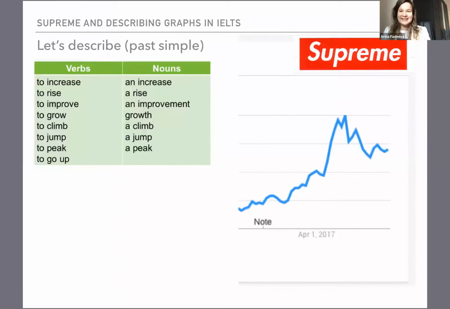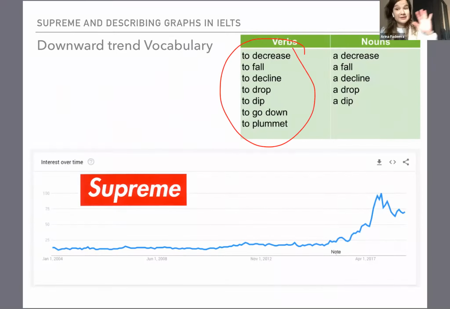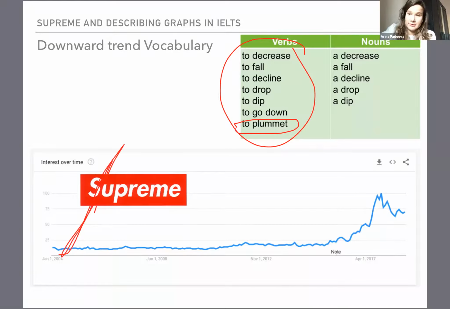Let's go. Yeah, it's past simple. We actually did it right now. All right, this is the vocabulary for downward trend. So these are the verbs, the same here: decrease, fall, decline, drop, dip, go down, and to plummet. Be really careful with plummet, because plummet is like from zero to 100, like at once.